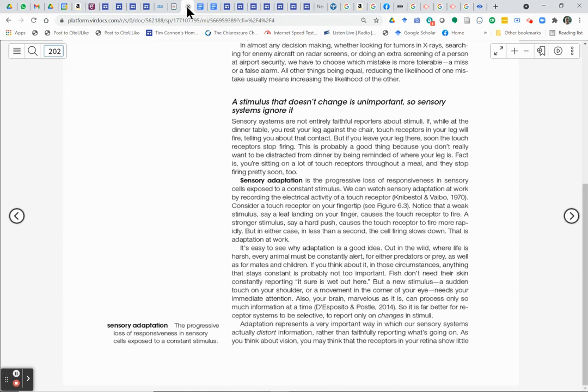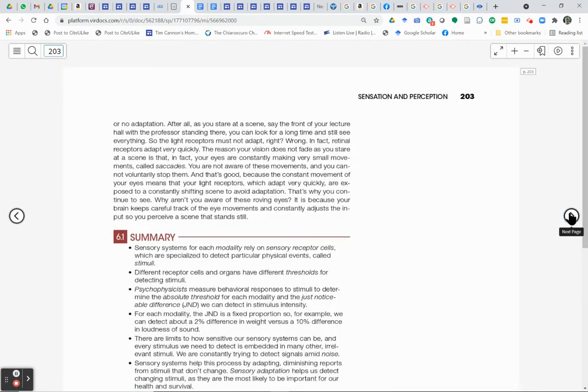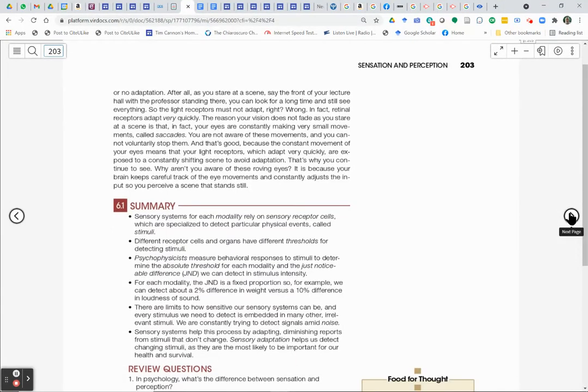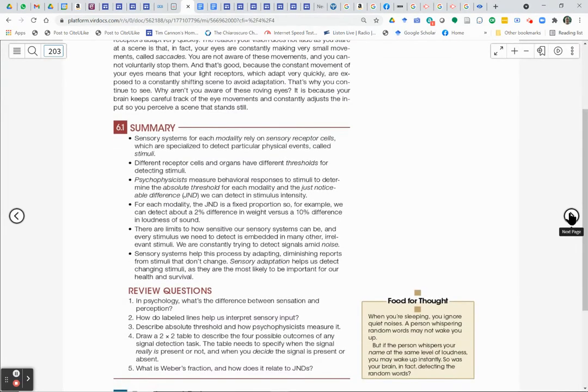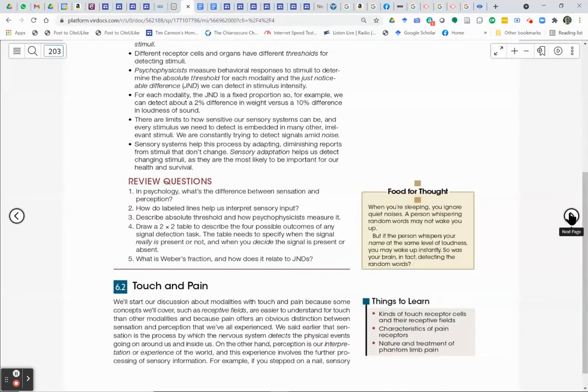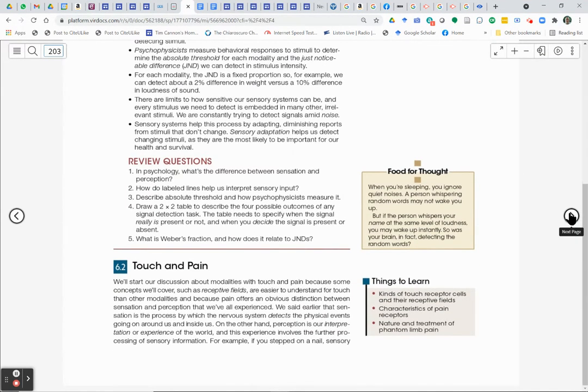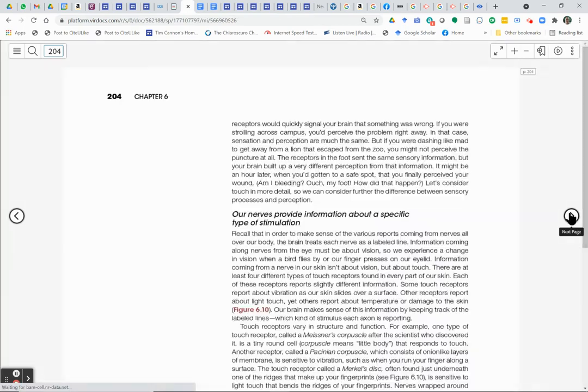And then we have adaptation, largely the changes in the responsivity of the receptors, and eye saccades are there. Schizophrenics have unusual eye saccades. So there you go. Sensation and perception, labeled lines, absolute threshold, which is a statistical concept, 2 by 2 table, Weber's fraction, JNDs, good stuff. Touch and pain, used to be my field.